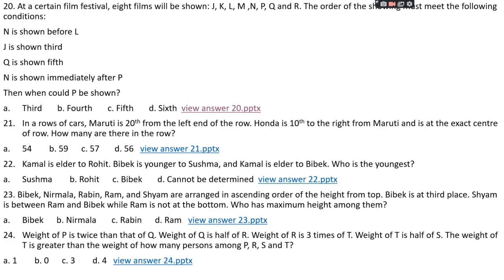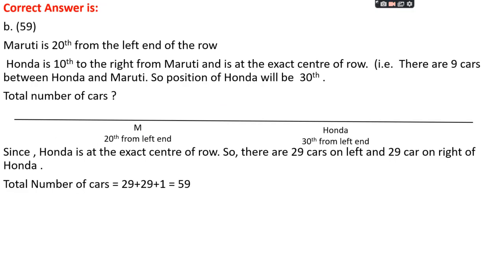Question number 21. In a row of cars, Maruti is 20th from the left end of the row. Honda is 10th to the right from Maruti and is the exact center of the row. How many cars are there in the row? Option A, 54. Option B, 59. Option C, 57. Option D, 56. The right answer is option B, that is 59.